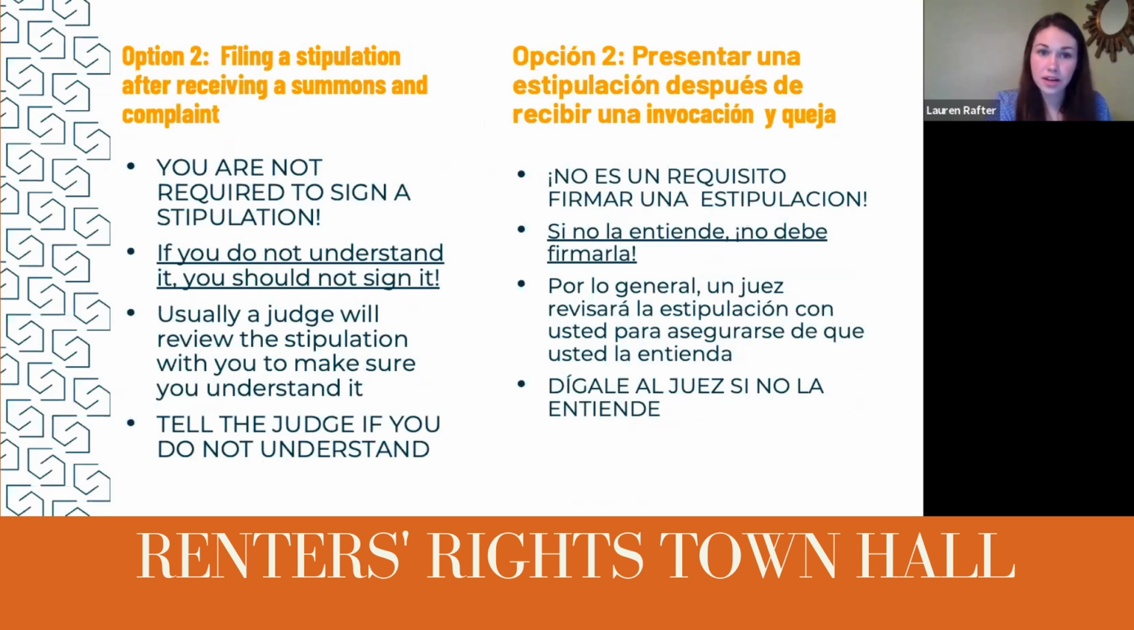You are not required at all to sign a stipulation, though it may feel like it. It's a very stressful morning, and the landlord's attorney may try to pressure you into signing something. Know that you don't have to. And if you don't understand it, you can ask the judge to explain it to you, and they should review it with you. You can always file an answer on that date instead.